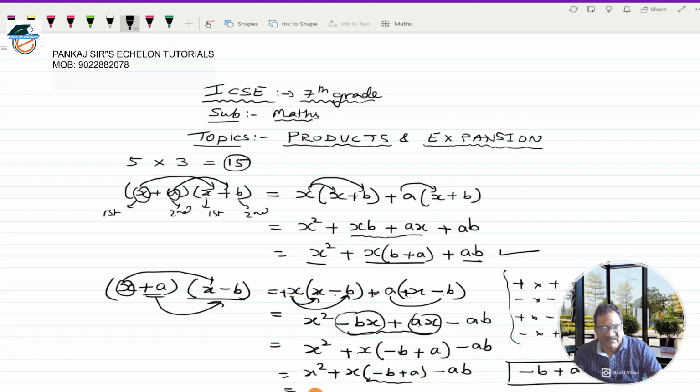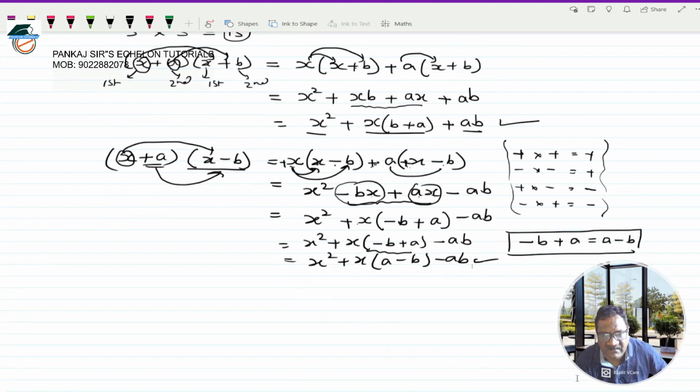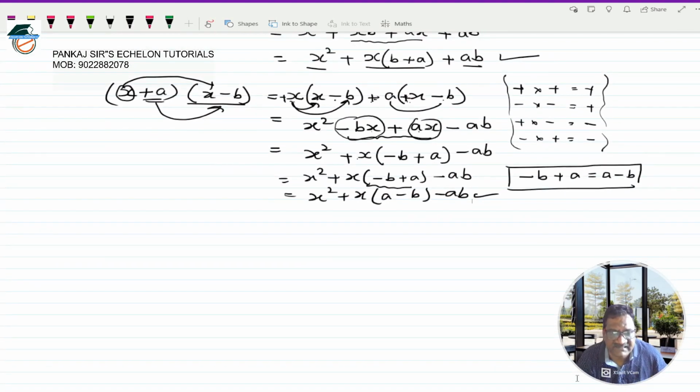So you can just write this as x square plus x into a minus b minus ab. So this happens to be the expansion of the second example. Okay, so it is x square plus x into a minus b minus ab. Is that clear? Fine.